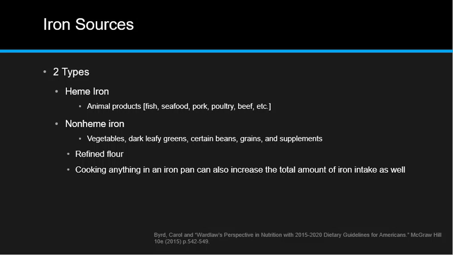Refined flour is actually something you can find iron in, because due to the enrichment process of enriched white and wheat flour, iron is added to refined flours, so there's another source of non-heme iron. And also, kind of gross, but anytime we cook with an iron pan or cast iron skillet, if a little bit of that chips off into our food, then you can add that to your daily iron intake.